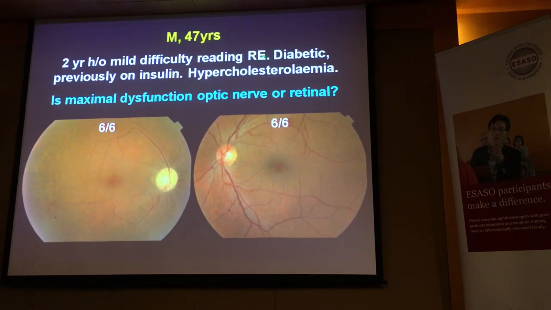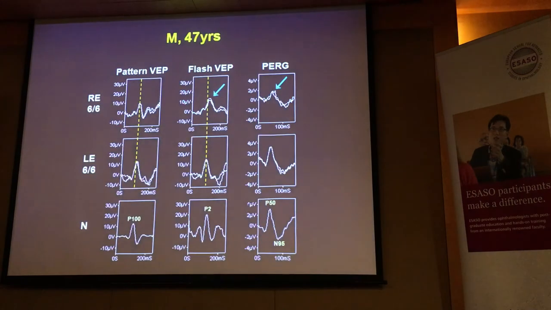He's got risk factors, so you tend to think of vascular. If this is a CRAO, 6/6 vision doesn't add up. And the PAT VEP showed no delay. The flash VEP does show delay compared to the other side. So we've got an abnormality in a flash VEP, we've got a normal PAT VEP. Three things can do that: generalized retinal disease, nerve sheath disease, very, very rarely demyelination.